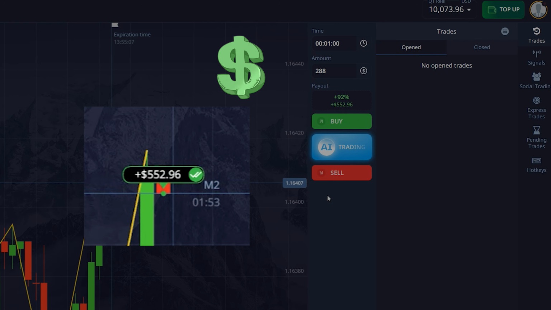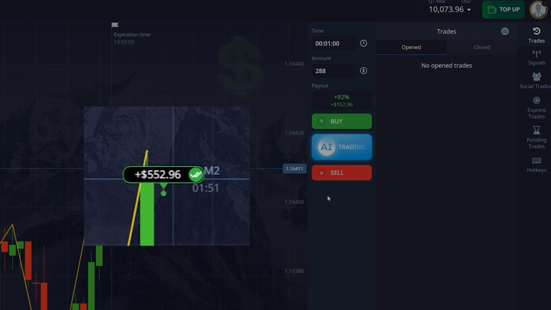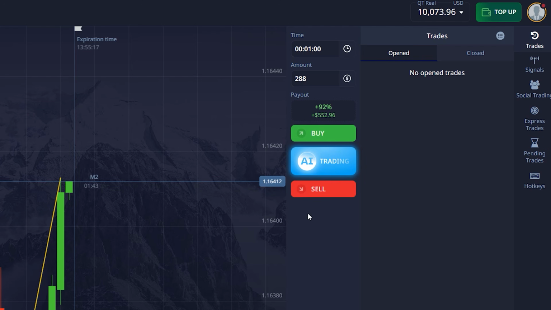The trade closed in profit. We place a bid equal to the previous win, or simply double it.